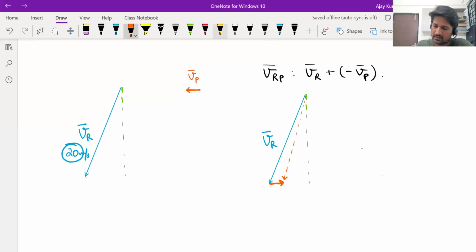Next case. Suppose the person's velocity increases a little bit, or let's say the person moves with a slightly greater velocity to the left. Then negative of velocity of person will be to the right this way. But if it's not sufficient, the raindrops will still appear to be falling at some angle like this.